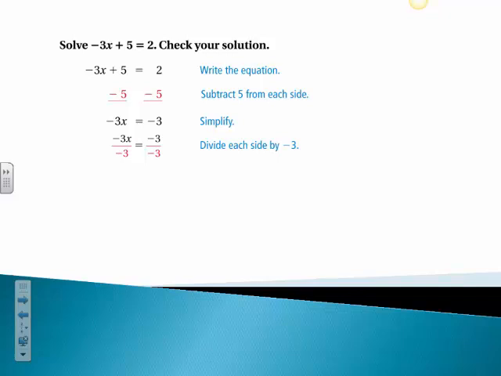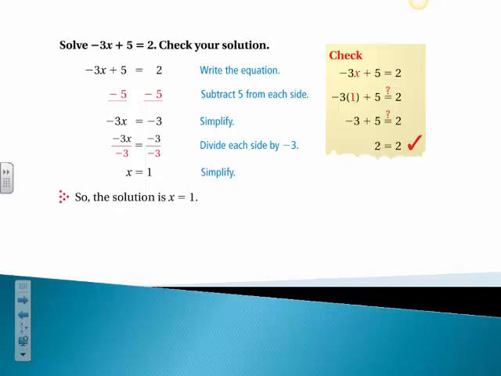Once that happens, they're going to cancel out the negative 3's on the left side to become a ghost 1 in front of our x. And negative 3 divided by negative 3 on the right side is 1. So the solution is x equals 1. Now, if you want to check your solution, all you have to do is plug it back in for the x and make sure that your solution is equal at the bottom.